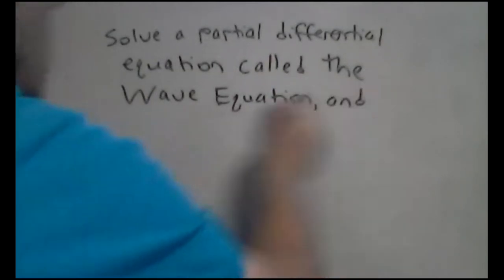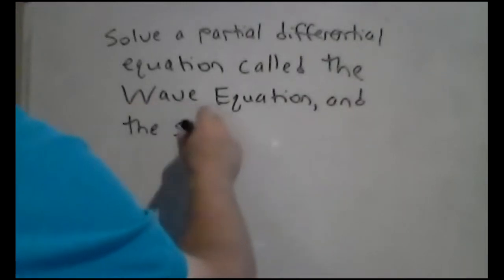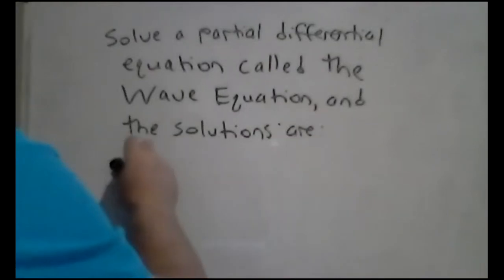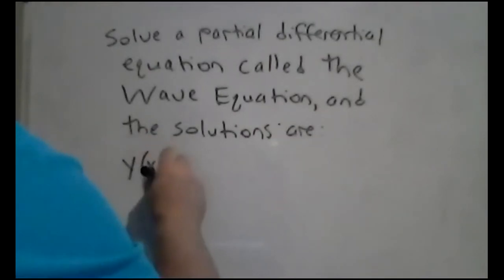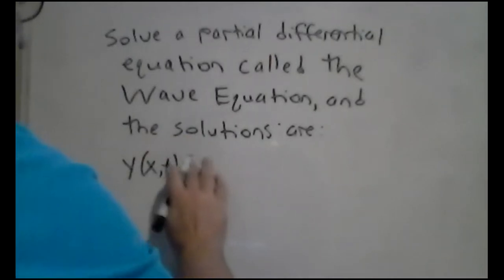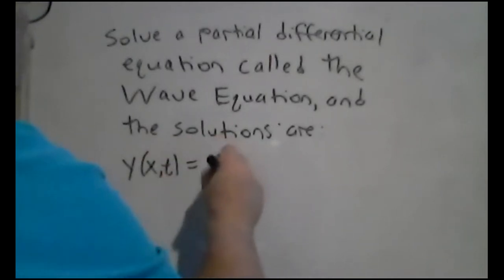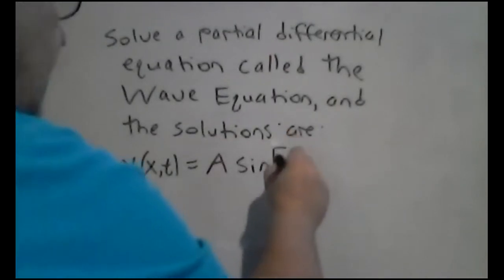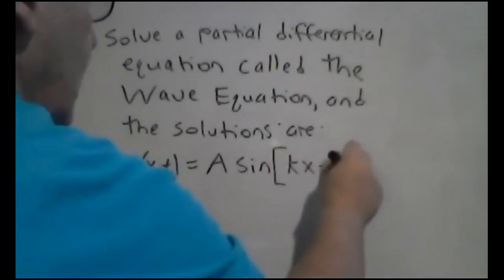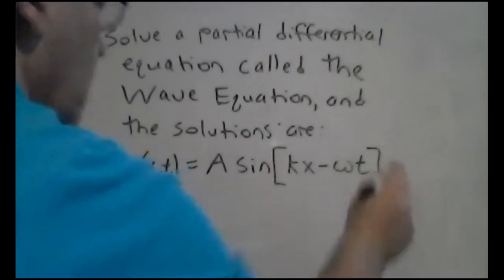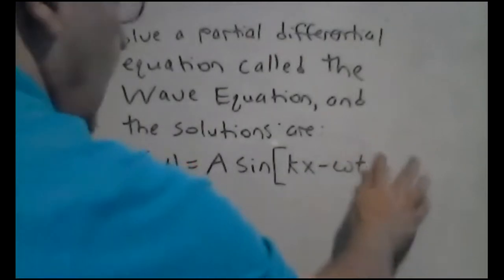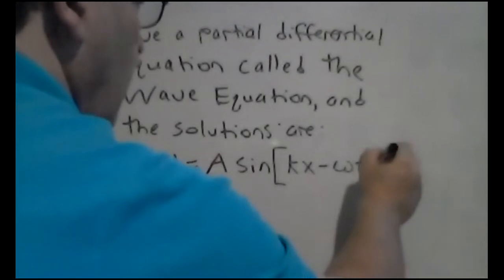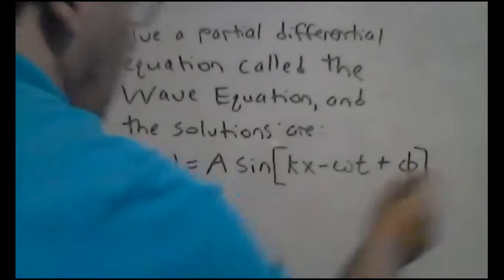And the solutions are y as a function of x and time. Okay, it's multivariable now. It's going to be some amplitude times the sine of kx minus omega t. You might actually have what's called a phase factor. In general, you might even have a phase factor. Ours, for most of this lab, is going to be 0.